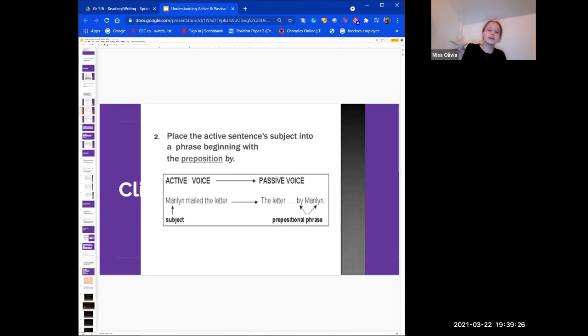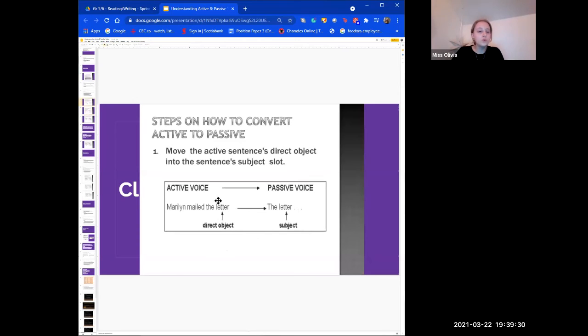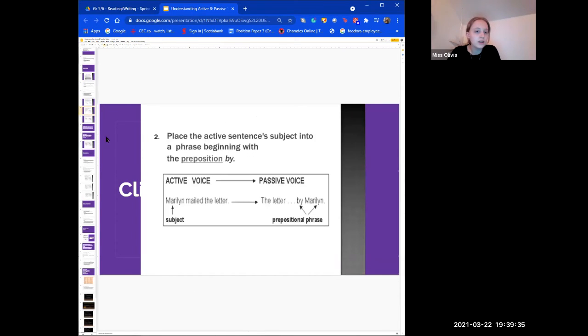So Marilyn has now moved into this position here, right? We're now moving Marilyn. Okay, we've moved Marilyn. And at the same time, the phrase beginning with the preposition by, we've moved it over here. So the subject is moving into that prepositional phrase.